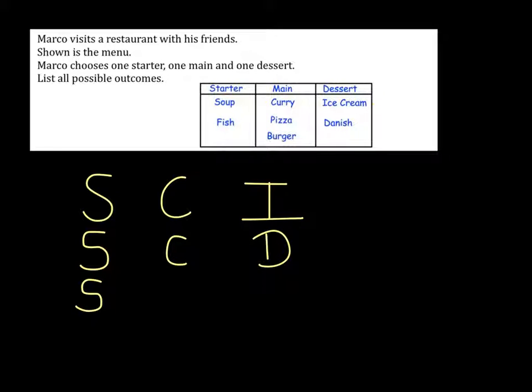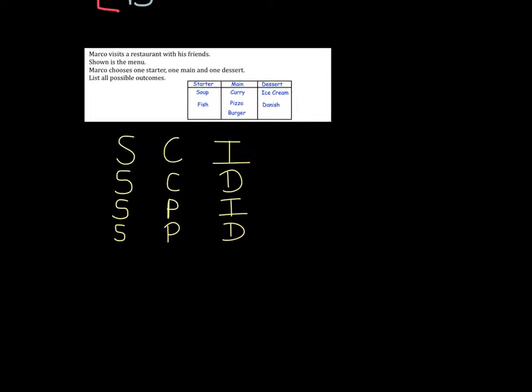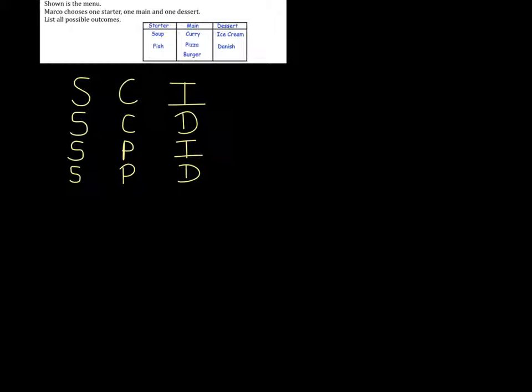I'm going to go down to the next one and be systematic and have pizza this time. I'm going to pick ice cream for my dessert, but then I'm going to change it on the second one. So I'm going to have the same soup, same pizza, but instead of the ice cream, I'm going to have the Danish. And I'm going to carry on. I'm sticking with my soup, but there's still a burger I could have had for the main. I'm going to go back to the ice cream first, and then I'm going to have the soup, the burger, and change to the Danish.